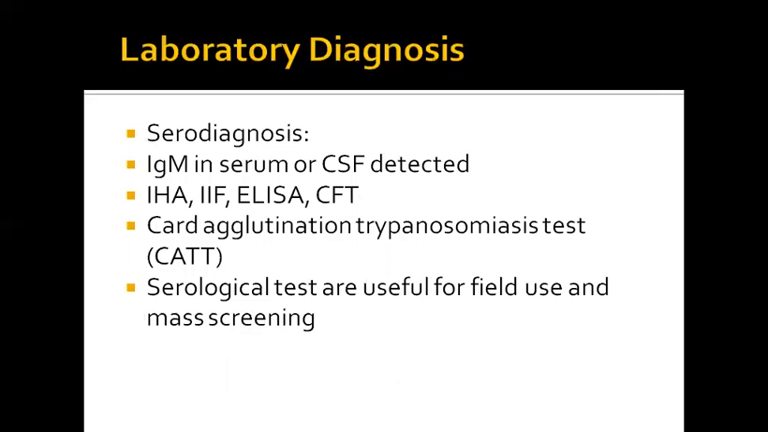Then we can go for serodiagnosis. The antibodies can be detected, as we know that there is a high level of IgM antibody present in the serum. These IgM antibodies can be detected in the serum or also in the CSF by different serological tests like the indirect hemagglutination test, the indirect immunofluorescence test, ELISA, and complement fixation test. We can also have a different test called the card agglutination trypanosomiasis test. These serological tests are useful for field use and mass screening.